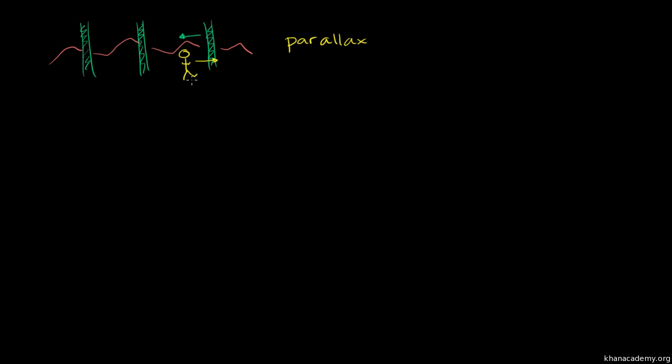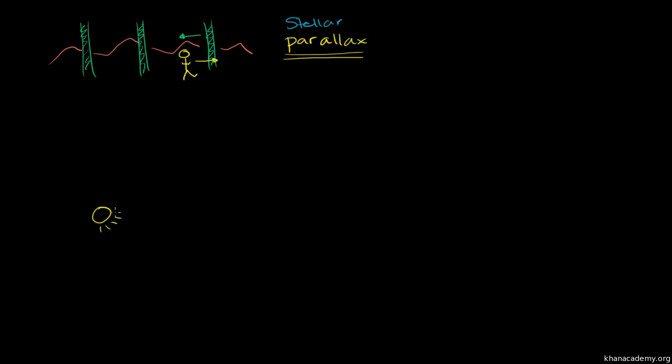What I want to do in this video is think about how we can use parallax to figure out how far certain stars are. And what I want to emphasize is that this method is only good for relatively close stars. We don't have instruments sensitive enough yet to use parallax to measure stars that are really, really far away. To think about how we use stellar parallax, the parallax of stars, to figure out how far away they are, let's think a little bit about our solar system.